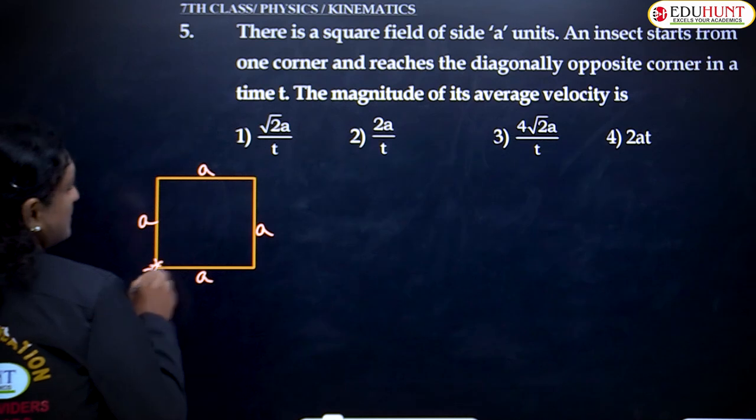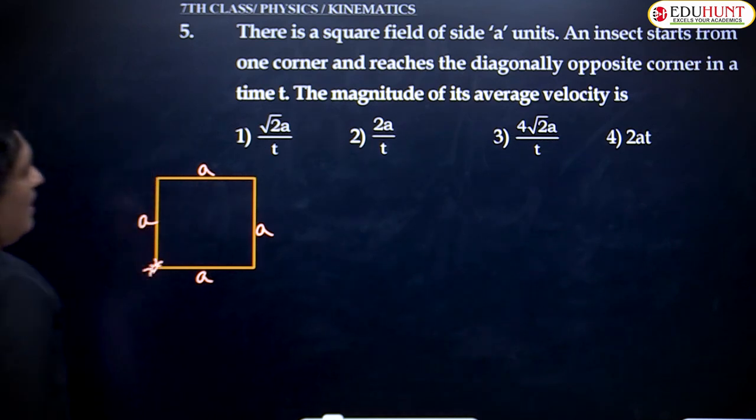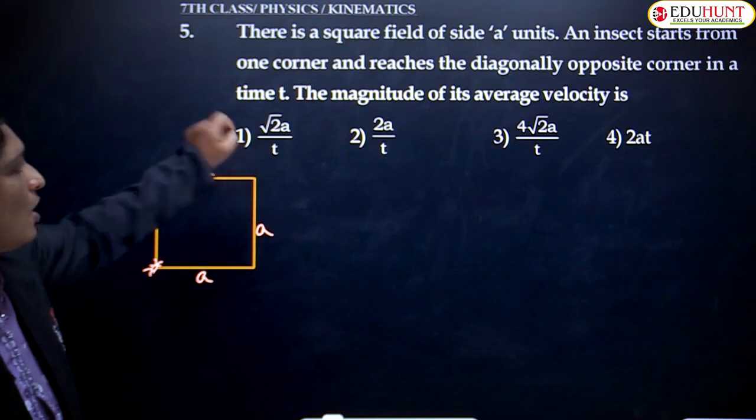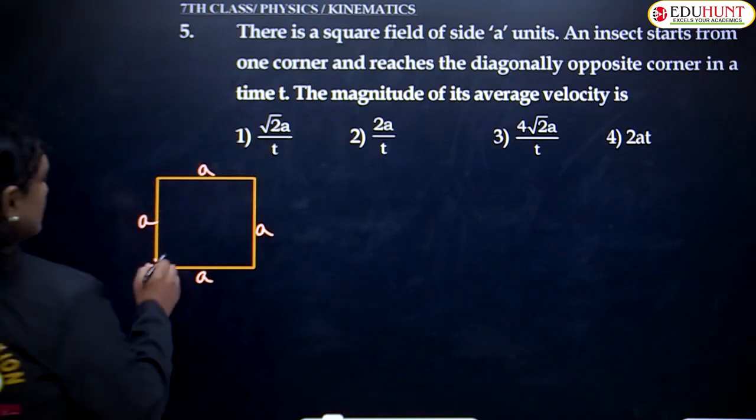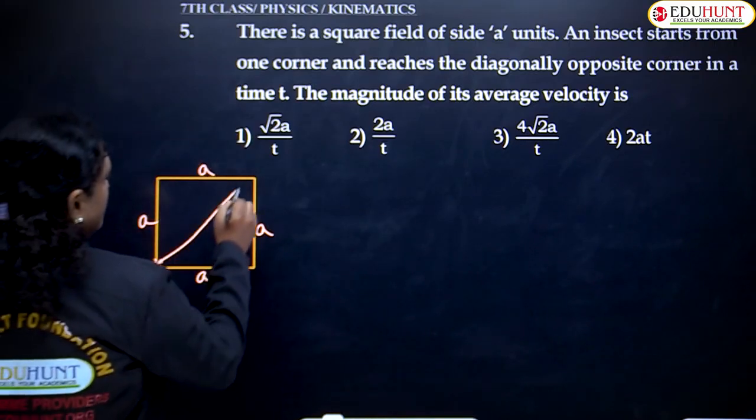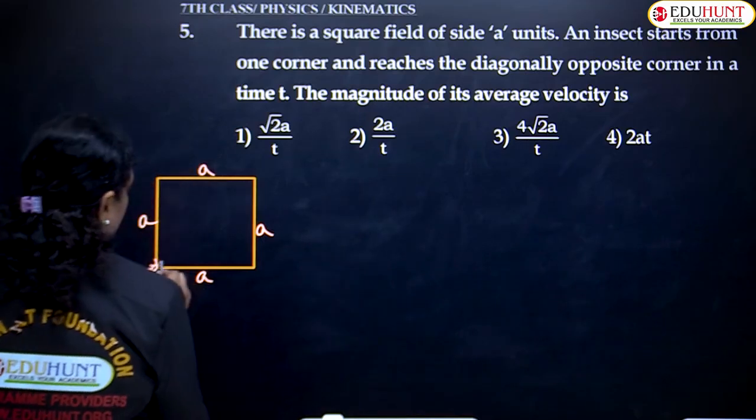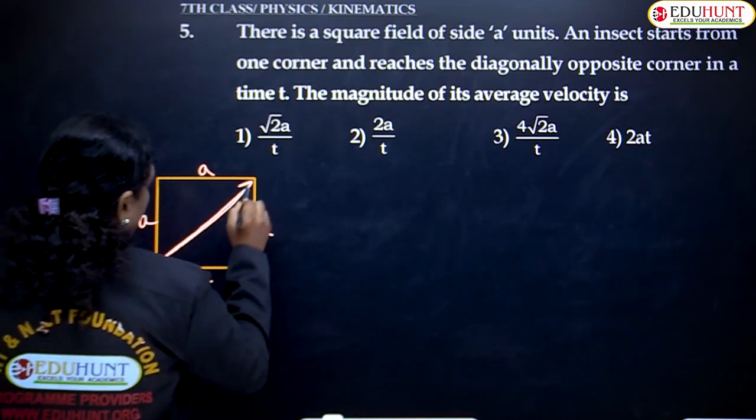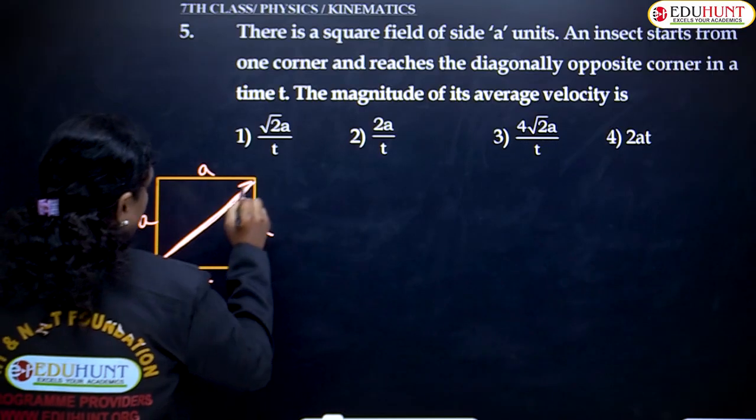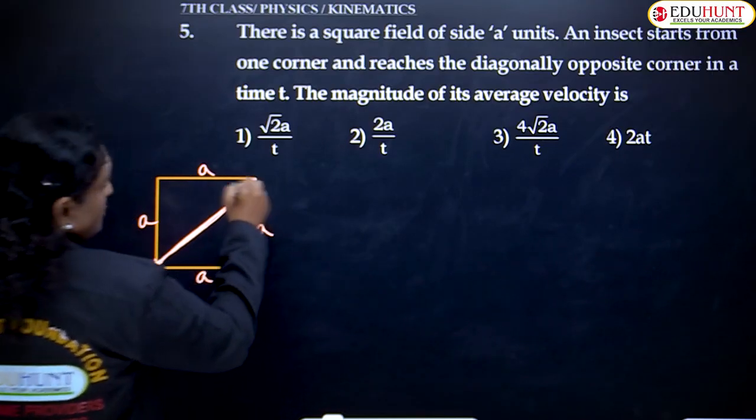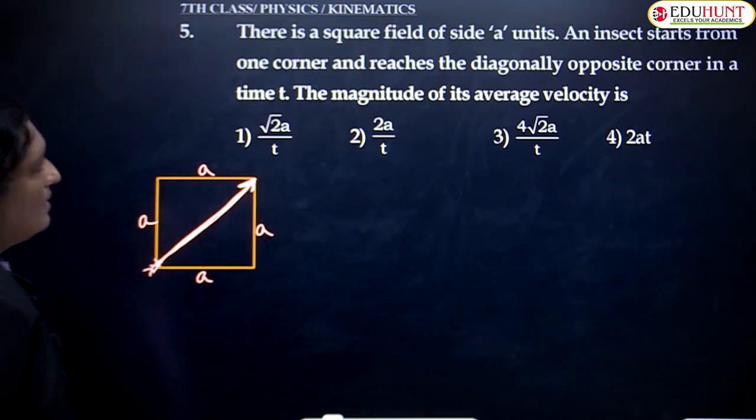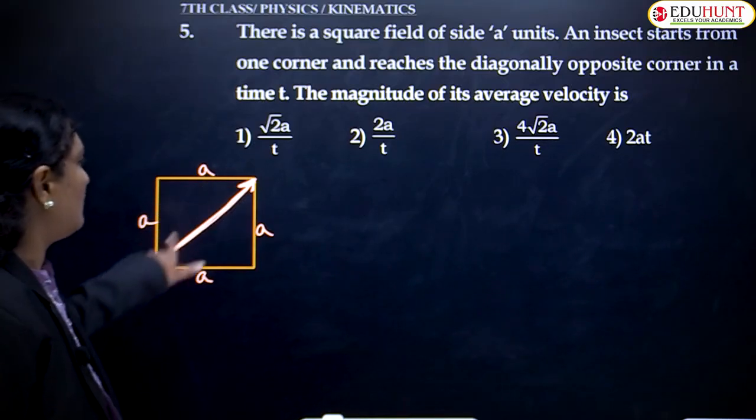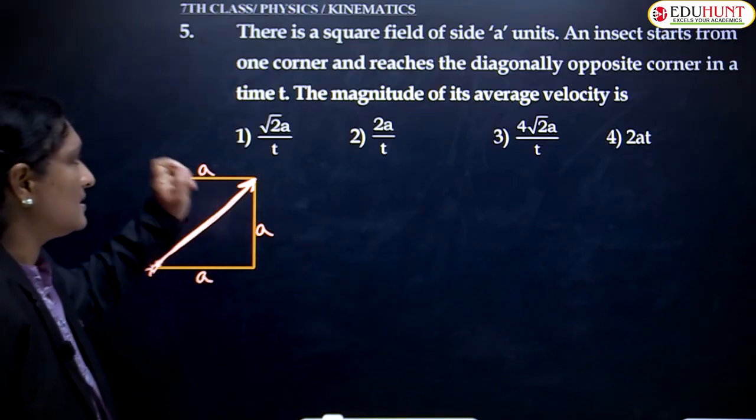So it starts moving, starts its journey from the corner, and reaches the diagonally opposite corner. Where is the diagonally opposite, children? From here it has to move to this particular place, diagonally opposite, isn't it? It has to cover this position. In a time t, this insect moves from here to here.